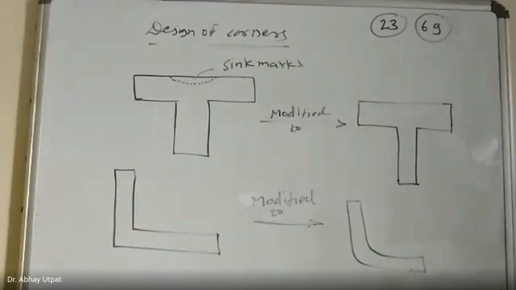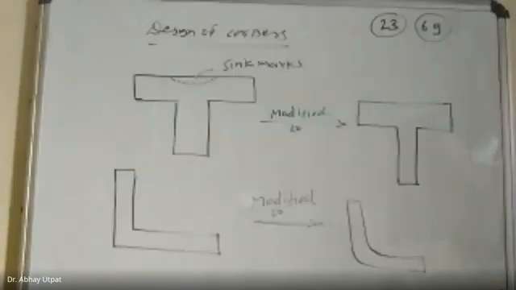So it is a very simple thing: in case of wall thickness and in case of rib, it is always better to maintain that relation. The relation is that the rib should be 60 to 80% of the wall thickness. Then you can avoid the sink marks and other problems.